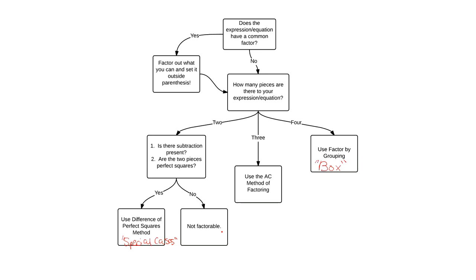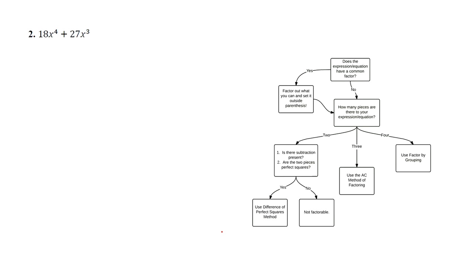So what I'm going to do is a couple of examples from the worksheet that you have in front of you. Number 2, I'm going to do first. So I'm going to use my flow chart to figure out which method I should use. So, does the expression or equation have a common factor? Let's look. 18x to the 4th and 27x to the 3rd. Does it have a common factor?